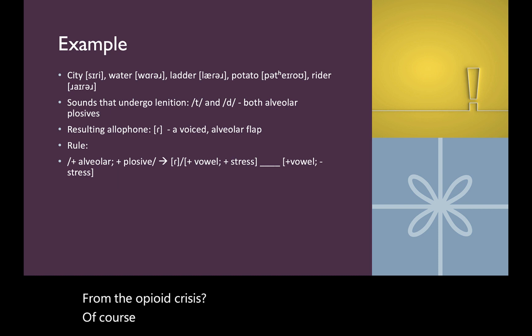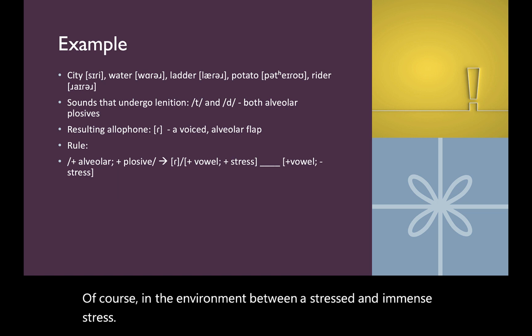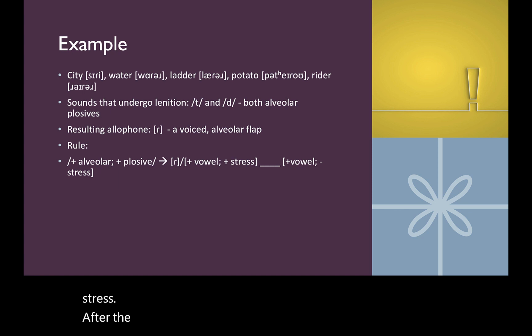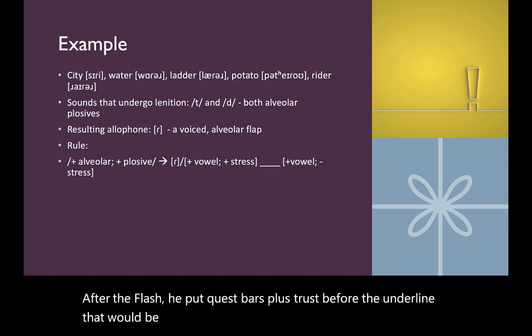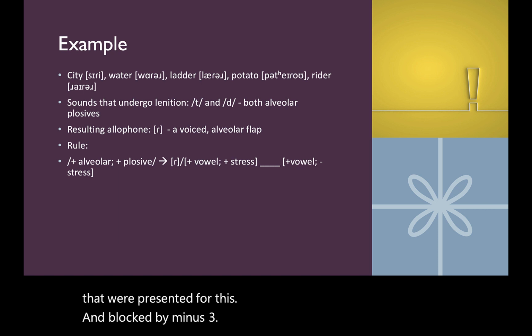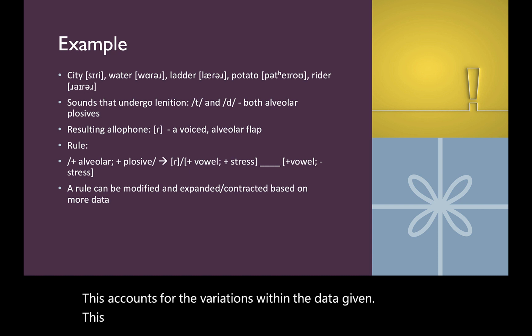the environment between a stressed and an unstressed vowel. Thus, after the slash, we put plus vowel plus stress before the underline that represents the target sound, and plus vowel minus stress after the underline. This rule accounts for the variations we see in the data given.